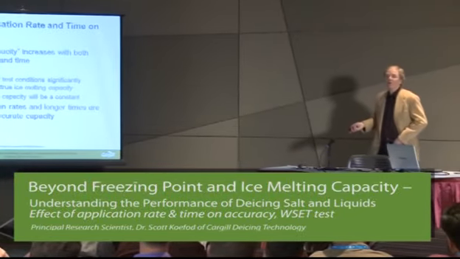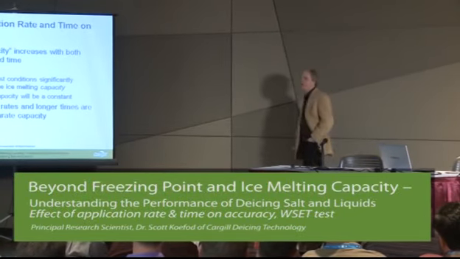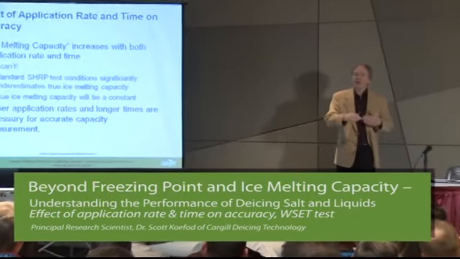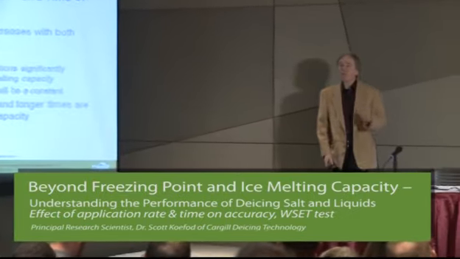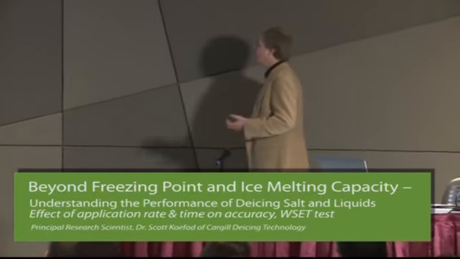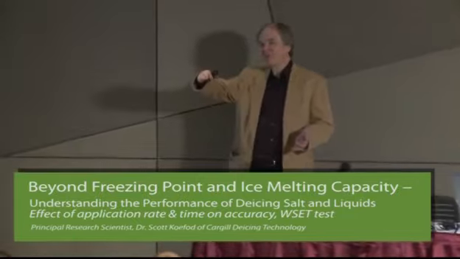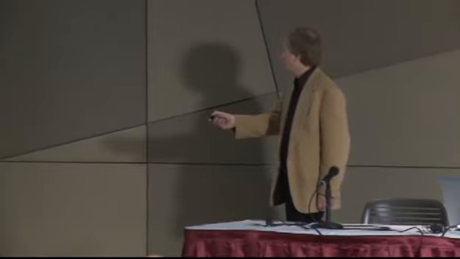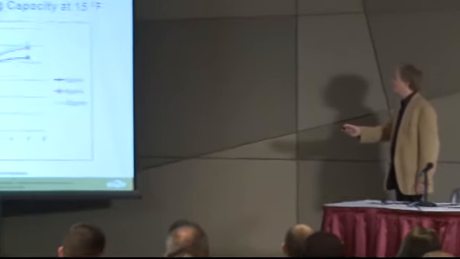Now, if you think about that for a moment, you should say that's not possible. The amount of melt per weight of chemical has to be a constant. If you double the amount of deicer, you have to double the amount of ice melting. So the fact that you're seeing the ice melting capacity increase in the test is another indication of the error inherent in the test method. But notice that as I go to higher application rates, it starts to converge.